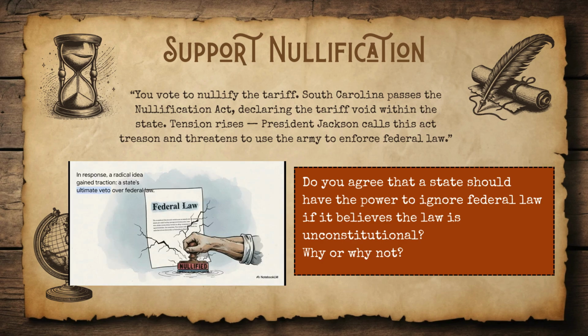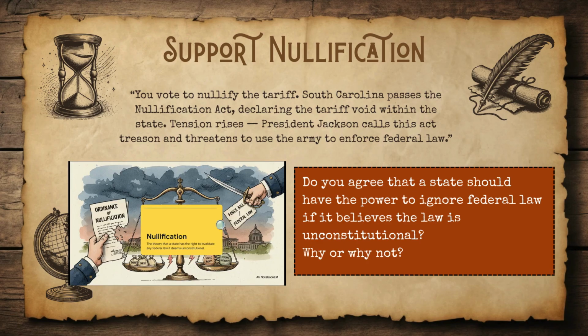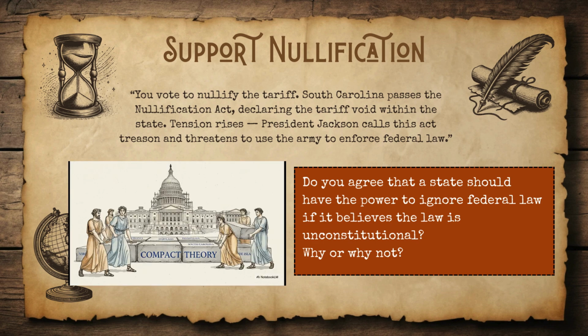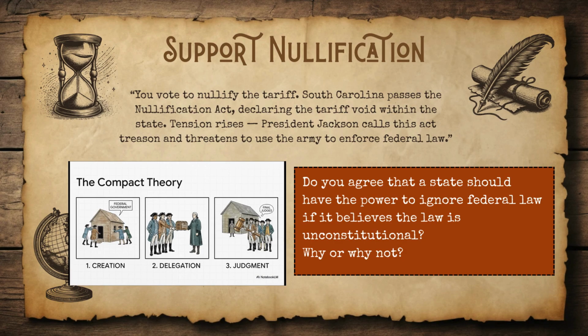So in response, this wild idea starts bubbling up. What if a state could just veto a federal law? This idea had a name: nullification. So how is this thing supposed to work anyway? Well, they had a 3-step plan for a state to basically just say no to a federal law. This whole thing was based on something called the compact theory of the United States. Basically, since the states created the federal government, they should have the final say on its power.